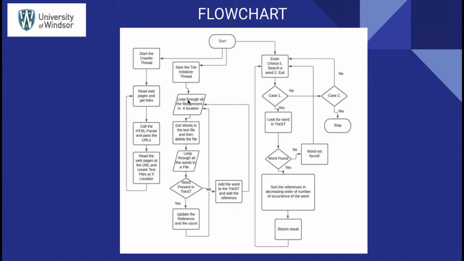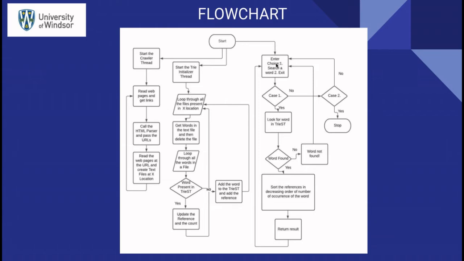The trie initializer reads all the files present in the location X. It gets all the words, and then it adds those words into the trie. It loops through all the words and adds those words into the trie. If the word is present, it increases the number of count. Otherwise, it adds a new reference, and this happens for infinite time. Both of the threads run for infinite time.